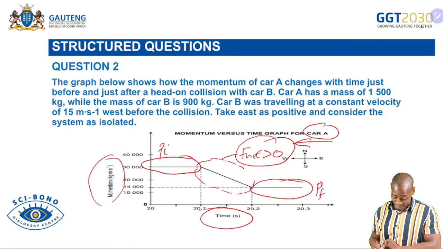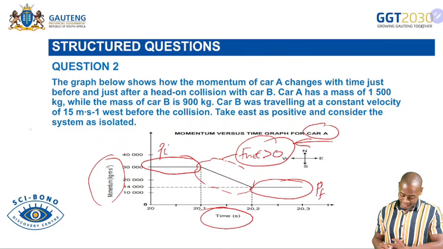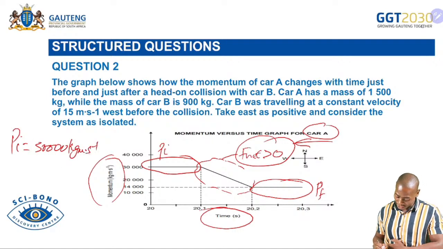What is the initial momentum of car A? It is 30,000 kilograms meters per second. In which direction? East. Can you see it's positive? And we are told that east is positive, so it will be east.